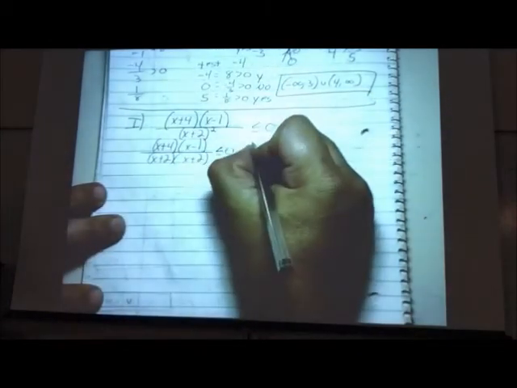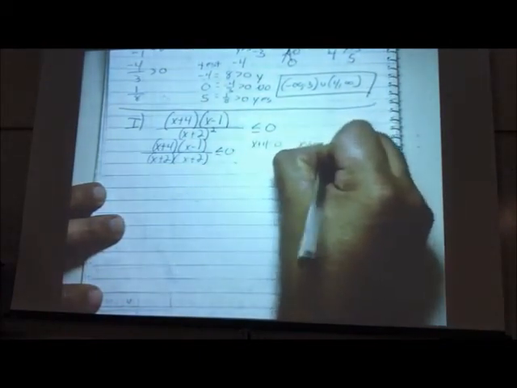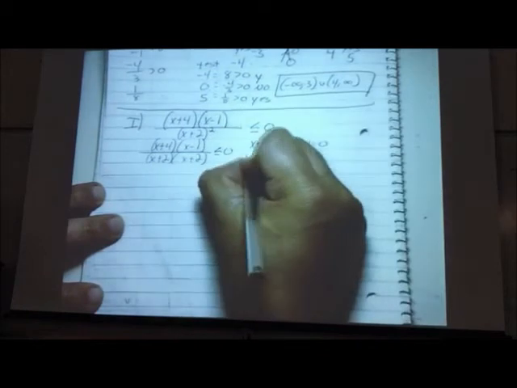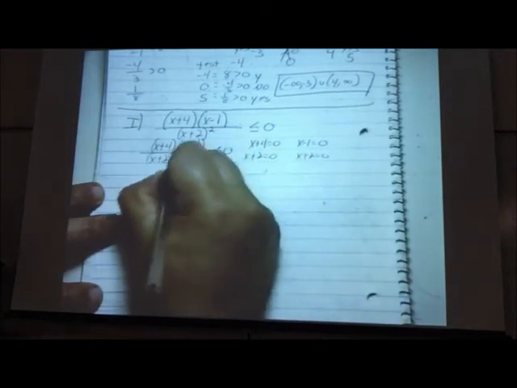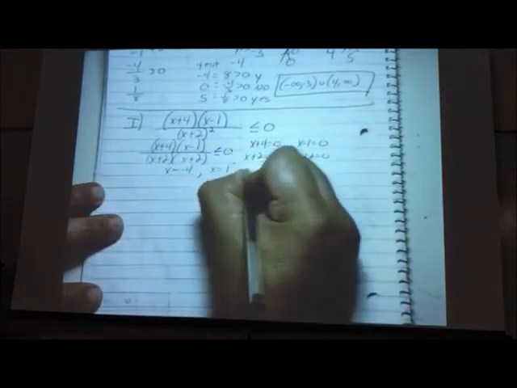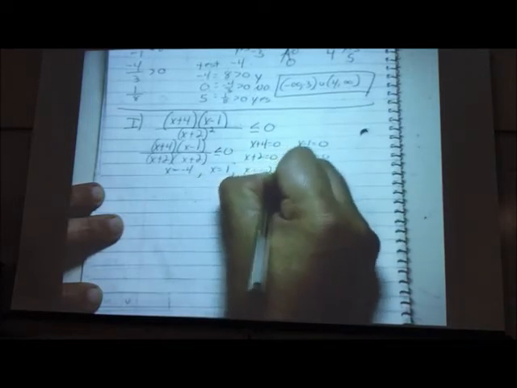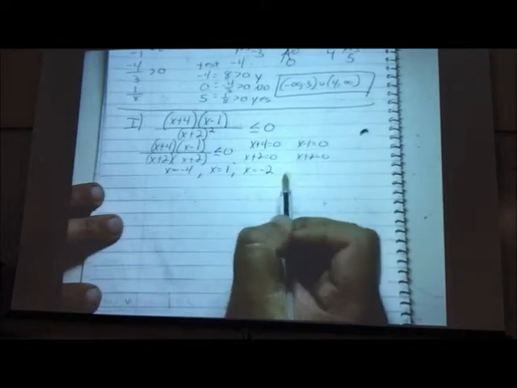We're going to do the same thing we did in H, which is x plus 4 equals 0, x minus 1 equals 0, x plus 2 equals 0, x plus 2 equals 0. Solve for x. We get x equals negative 4, x equals 1, and x equals negative 2. I'm only going to do it once because these two are the same answer, correct?